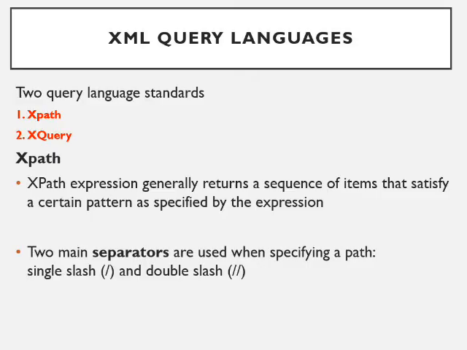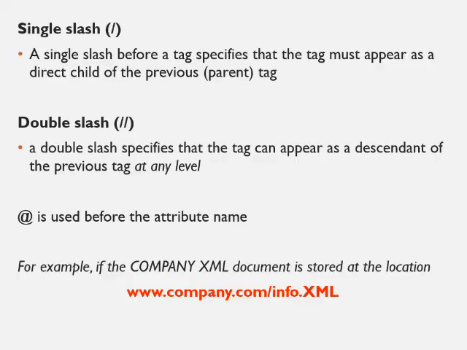To restrict the nodes that satisfy the pattern, we use two main separators. One is single slash and the other one is double slash. A single slash before a tag specifies that the tag must appear as a direct child of the previous tag. It's a simple one. The second one is double slash. A double slash specifies that the tag can appear as a descendant of the previous tag at any level. The @ symbol is used before the attribute name.